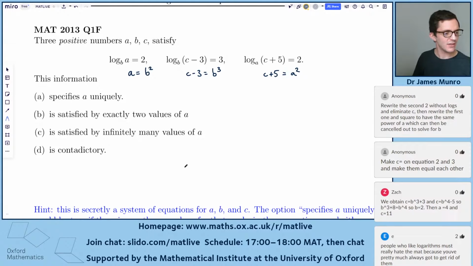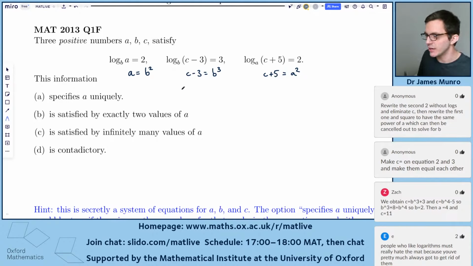Yep, Zach is saying eliminate. Yep. Oh, Zach's already solved for a is 4 and c is 11. Anonymous person wants to make c equals stuff in equations 2 and 3. I like that. It's b cubed plus 3 and a squared minus 5. Make them equal to each other.